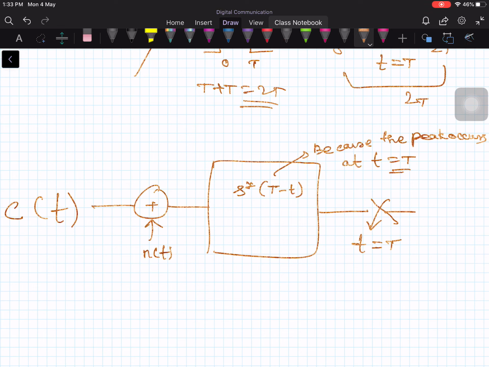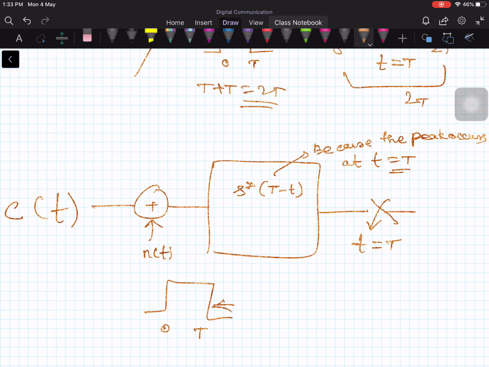So typically at the end of every bit interval, the output of the matched filter is supposed to peak. So this is your pulse interval 0 to T. At the end of each pulse interval, the matched filter is expected to give the peak value. So that's where I sample the output of the matched filter. So wherever the peak occurs, at that time instant we need to do the sampling.